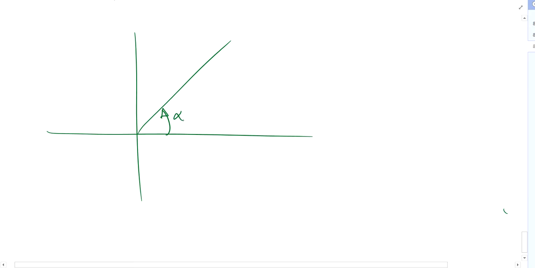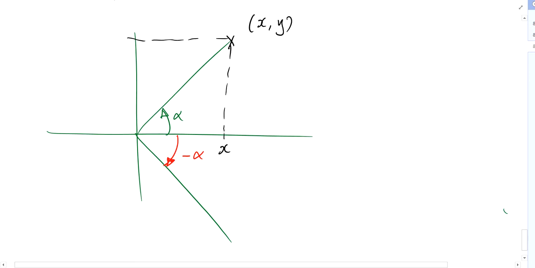If this angle is alpha, and this is a symmetrical angle, what is the angle in red called? Okay, good. If this over here has the coordinate of x and y, meaning this is x and this must be y, right? Then what is the radius over here? Okay, square root x squared plus y squared.